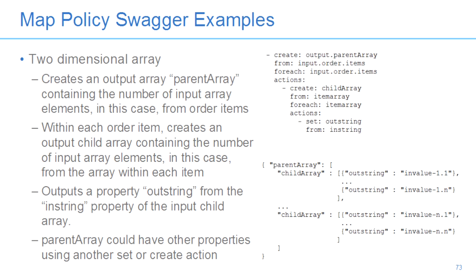It's going to have, assuming I have n child arrays or n items in the input, I'm going to create n child array elements within that array, and then within each child array, depending on how many specific items I had within that, I'll create 1 to n out strings for each one of those.